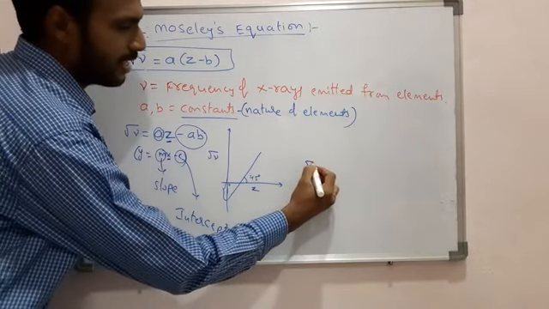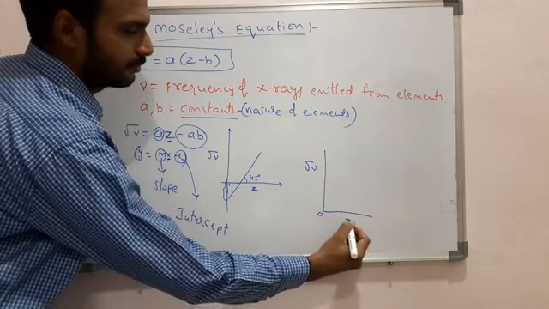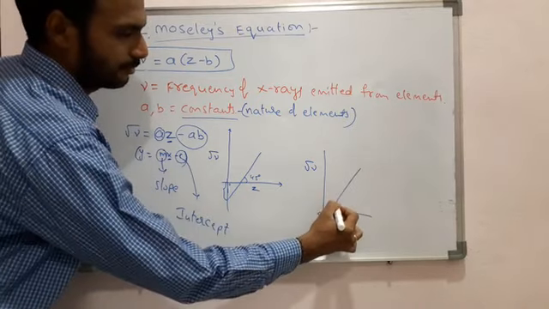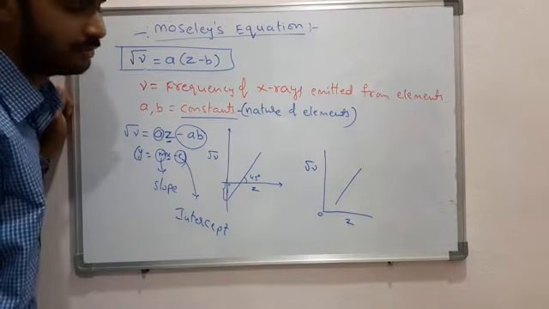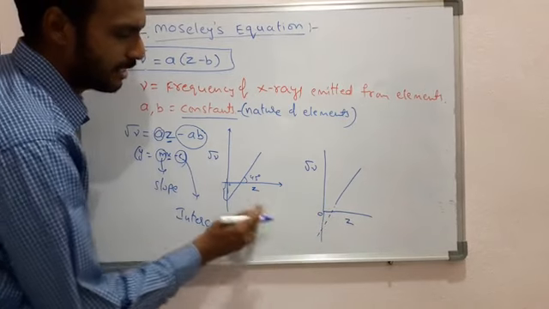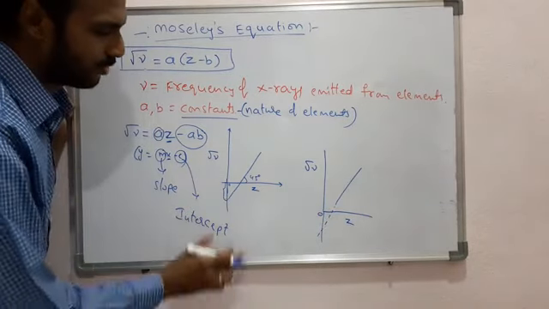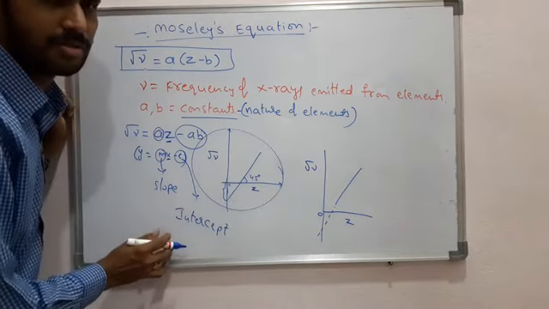In some places it is also given like this, and this is also correct. If you extrapolate this, we will get this line. The actual one is this one. We need to use this graph in the calculations also.